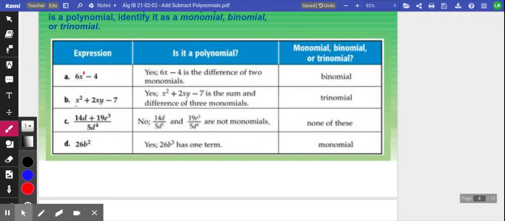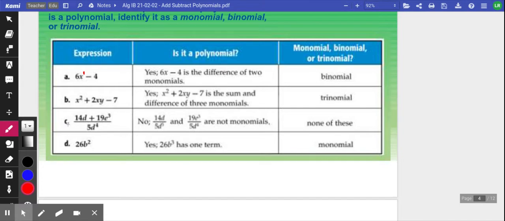The second example here, we have x squared plus 2xy minus 7. Plus or minus signs are what separate our terms, so I have an x squared, I have a 2xy, and I have a -7. That is 3 terms, so that would be considered a trinomial, and this would be degree 2. I have degree 2 actually in 2 spots, but the largest degree is degree 2.